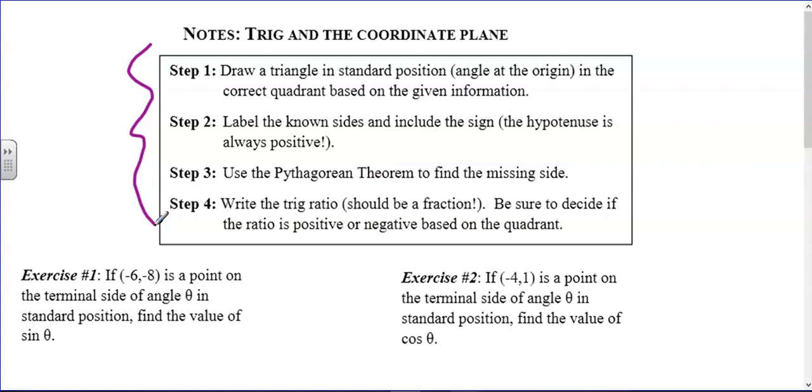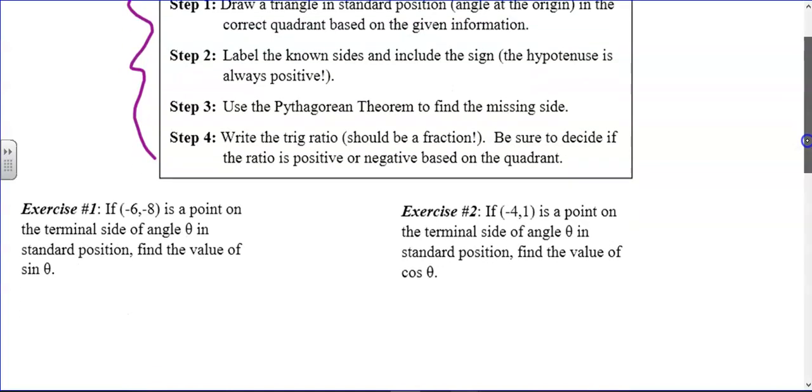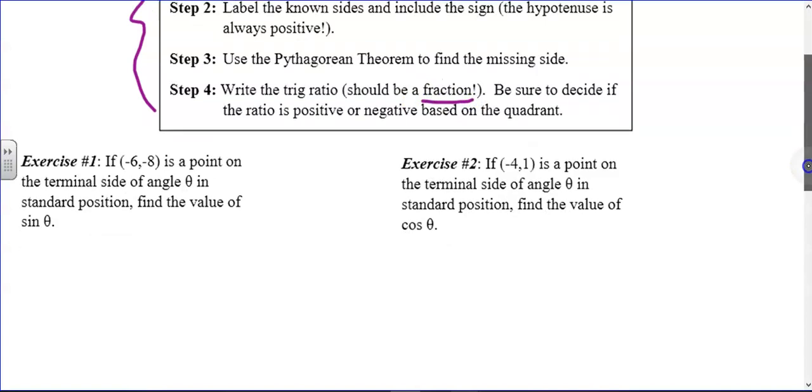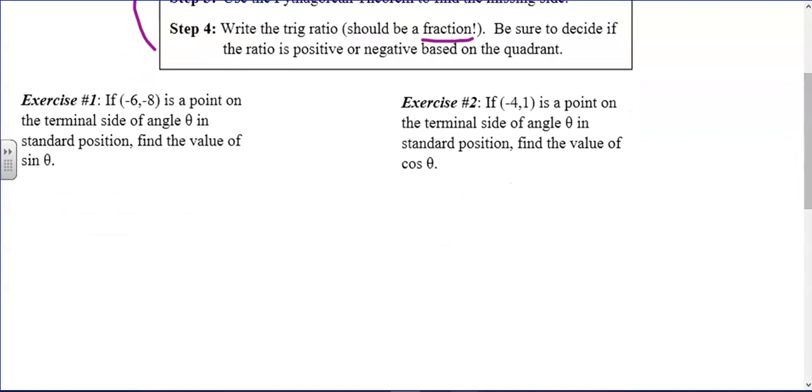So it's kind of the same thing we did before, but we're in a quadrant. And then we write our trig ratio, whichever one we want. It should be a fraction. And we have to decide if it's positive or negative. Okay, so let's look at number 1.